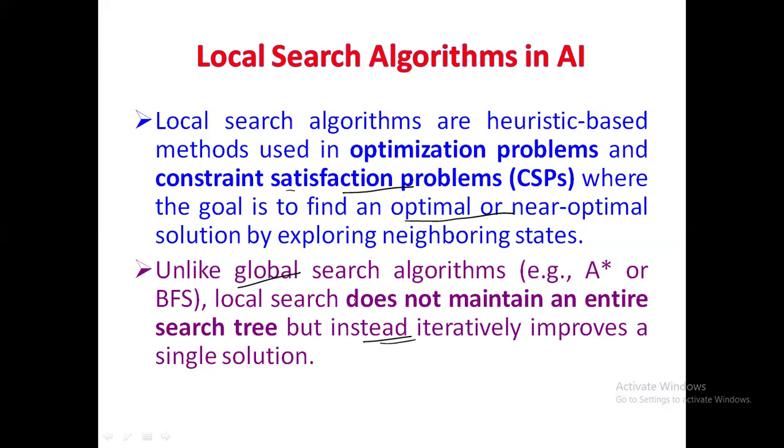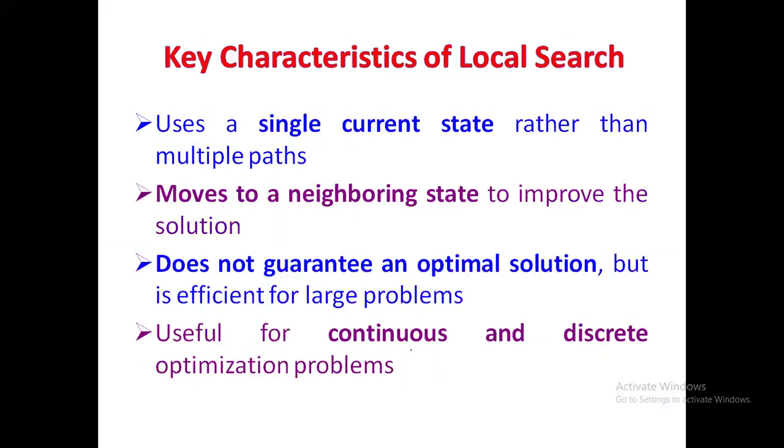Examples of local search techniques include hill climbing, simulated annealing, genetic algorithms, tabu search, local beam search, etc., each of which applies different strategies to avoid local optima. So we have to avoid local optima in this and improve the search process.